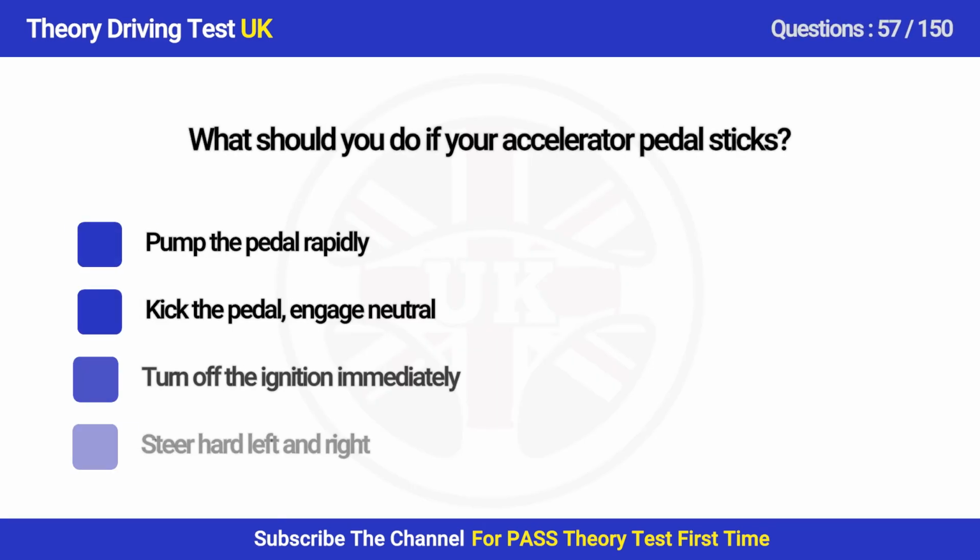Question 57. What should you do if your accelerator pedal sticks? A. Pump the pedal rapidly. B. Kick the pedal, engage neutral. C. Turn off the ignition immediately. D. Steer hard left and right.